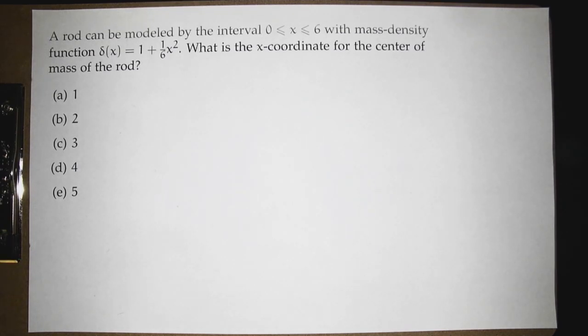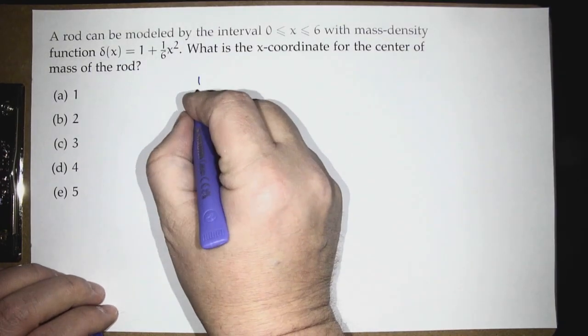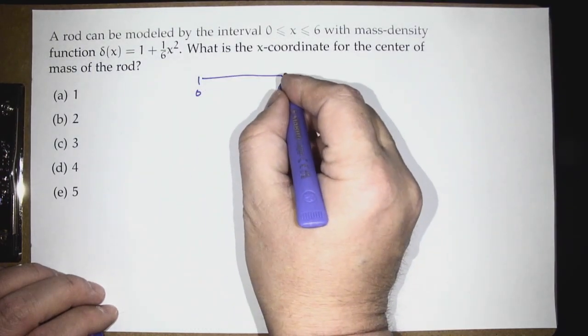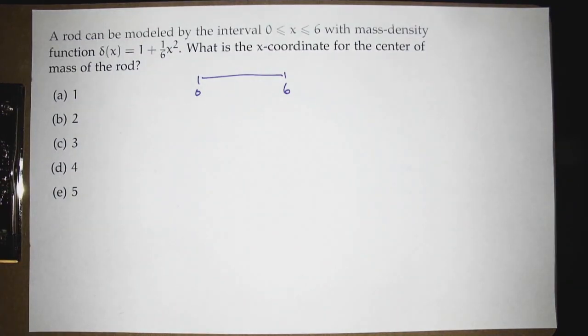So we know its density function, 1 plus 1/6 x squared, and we're going from the interval from 0 up to 6. Let's just pretend we model density by thickness. Where is it dense? Is it dense towards the 0 side, or towards the 6 side, or about the same?